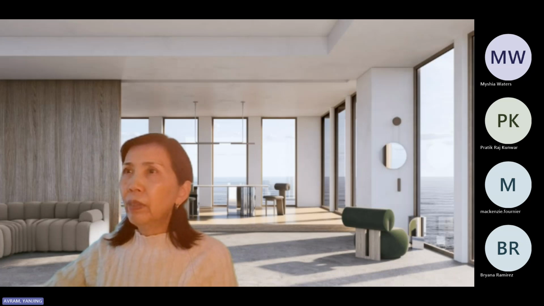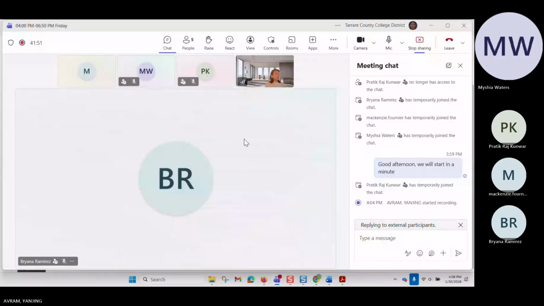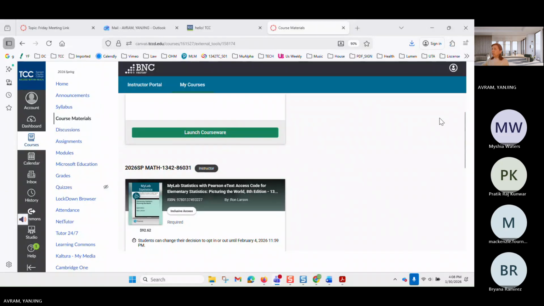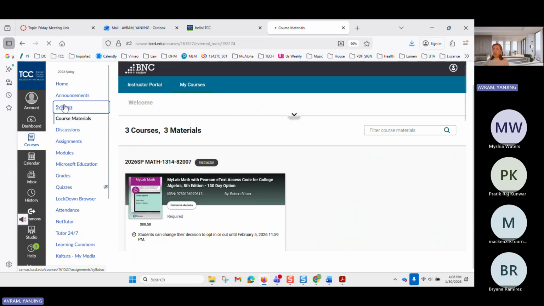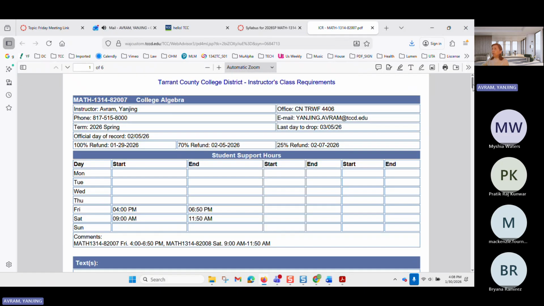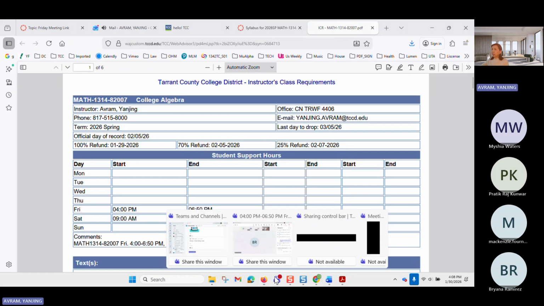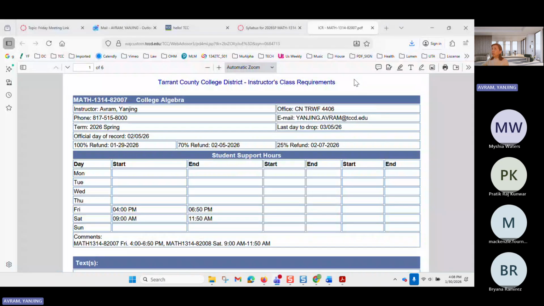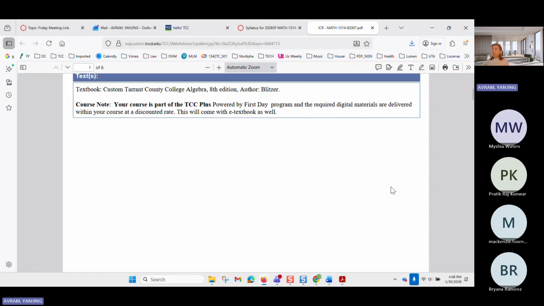All right. If not, I'm going to share my screen and show you the syllabus a little bit. So one thing is we're going to look at the syllabus. I'm assuming everyone can log into Canvas, right? If you log into Canvas, you will see the syllabus and you click this link. That is your syllabus in here.